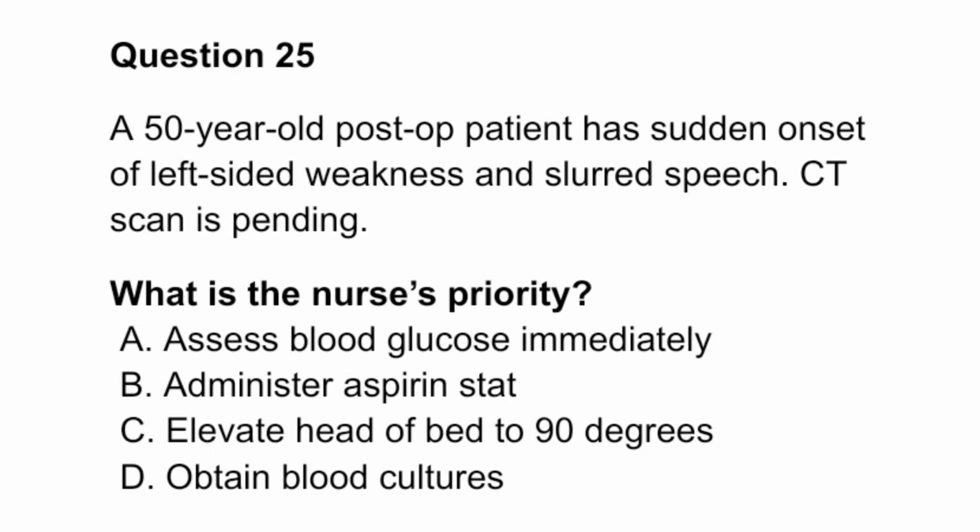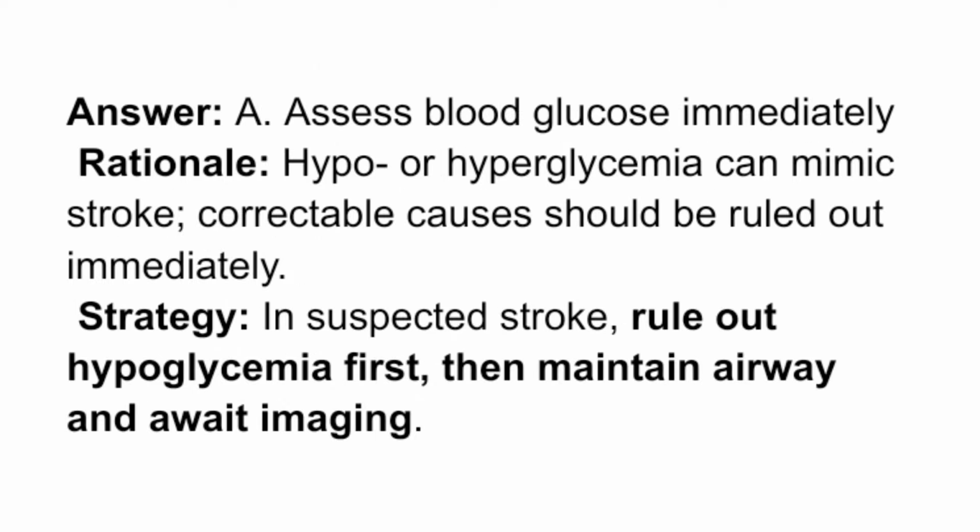Question 25. A 50-year-old post-op patient has sudden onset of left-sided weakness and slurred speech. CT scan is pending. What is the nurse's priority? A. Assess blood glucose immediately. B. Administer aspirin stat. C. Elevate head of bed to 90 degrees. D. Obtain blood cultures. Answer: A.